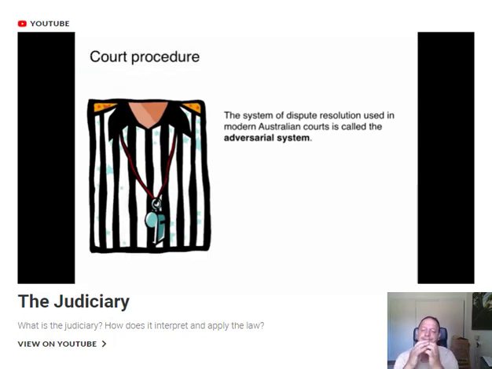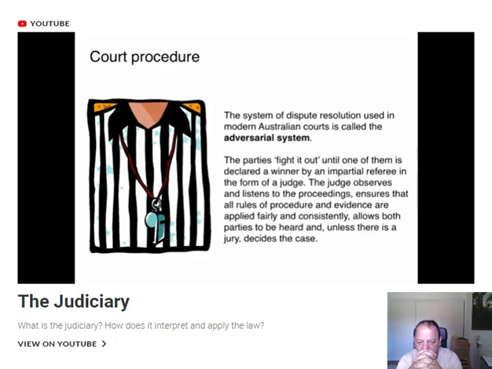The system of dispute resolution used in Australian courts is called the adversarial system. In the adversarial system, the parties to a dispute fight it out in front of an impartial judge. The judge observes and listens to the proceedings, ensures that all the rules of procedure and evidence are applied fairly and consistently, allows both parties to be heard, and unless there's a jury, decides the case.